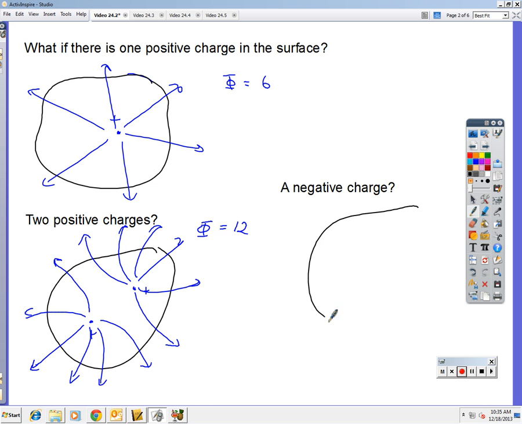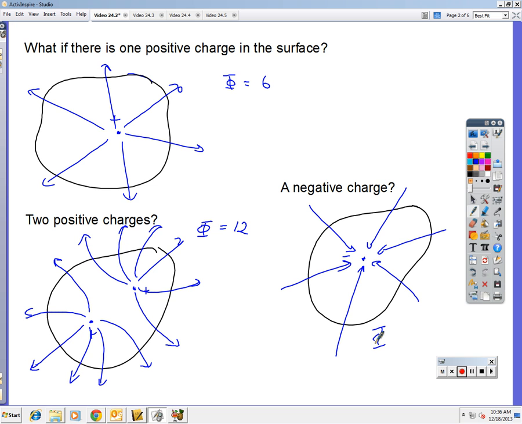If, on the other hand, we have a negative charge inside it, that negative charge will have 6 field lines that end on it. And since that means 6 field lines are coming into the surface, the total flux through the surface will be negative 6. And one very interesting thing we can see from this is that the net flux through the surface is proportional to the charge.